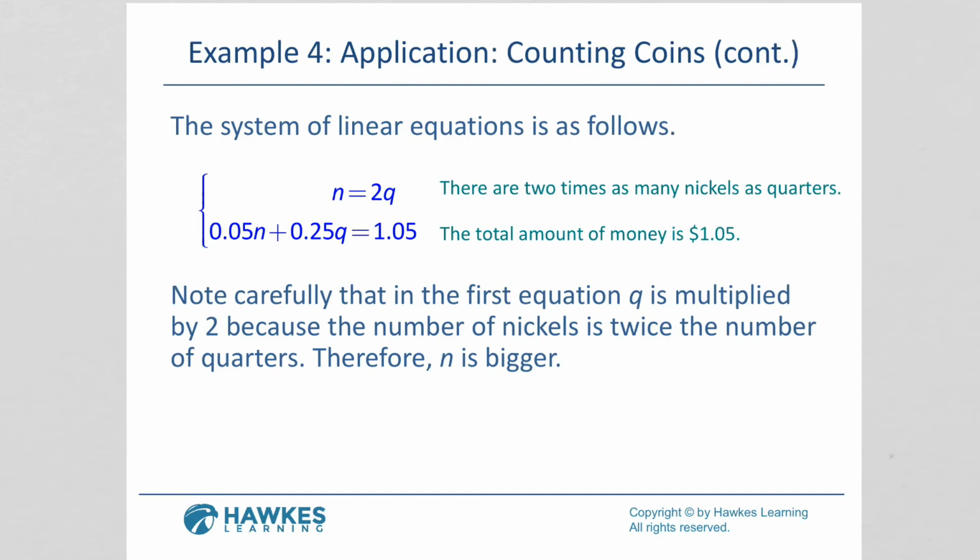So you've got to be careful that in the first equation, Q is multiplied by 2 because the number of nickels is twice the number of quarters. Therefore, the number of nickels is bigger. So that's important to remember. That one trips people up sometimes.